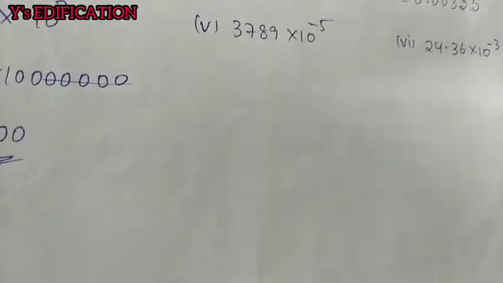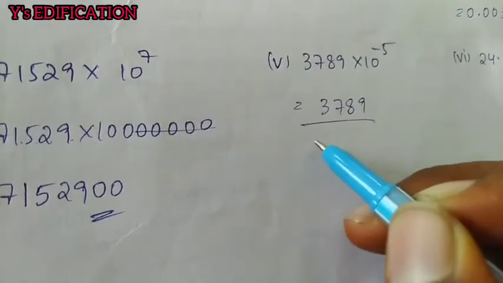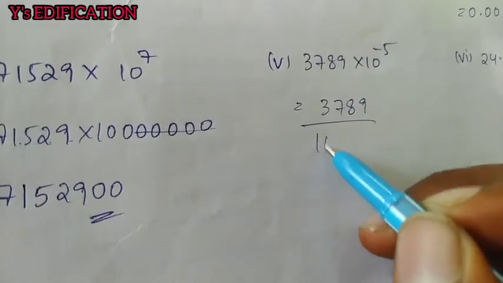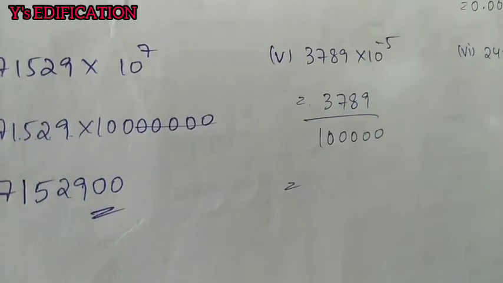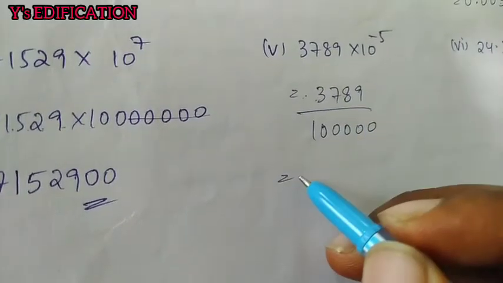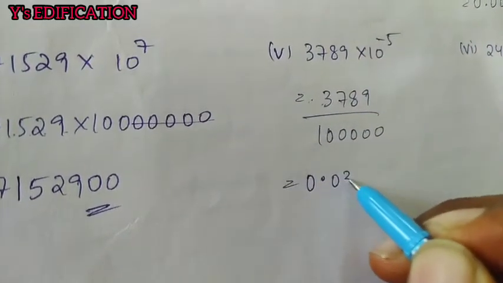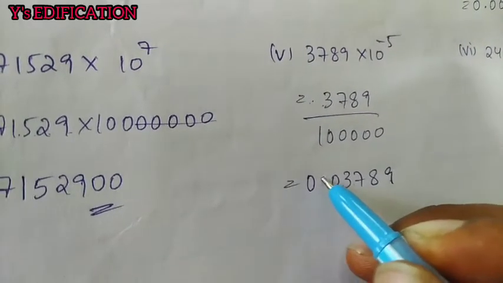3789 into 10 power of minus 5. So 3789 by 10 power of minus 5 means we have to write the zeros in the denominator. 1, 2, 3, 4, 5. Okay, now put the decimal before 5 digits. 1, 2, 3, 4. One number will be here. That means 0.03789. Now see 1, 2, 3, 4, 5 and the decimal is here.